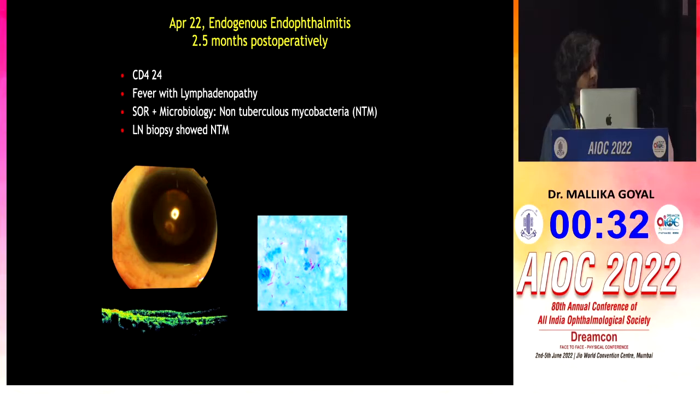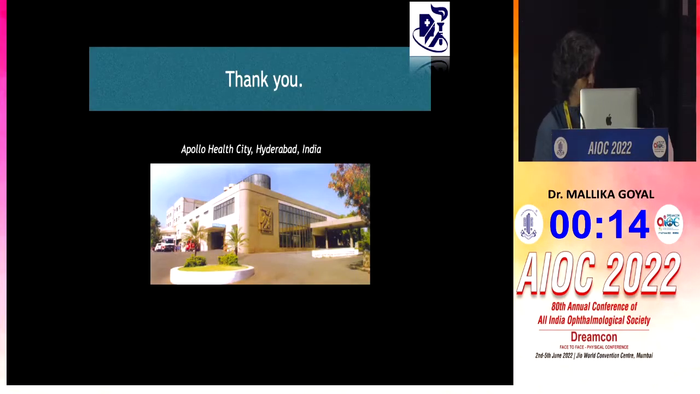So what I'm trying to say is that these immunocompromised patients have multiple problems. Now we could settle the retina, but we had to deal with endogenous endophthalmitis because of the low immunity. And then they develop immune reaction, immune recovery uveitis. So these are the various problems we can face one after the other in these patients. Thank you very much.